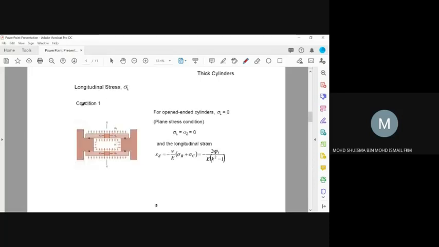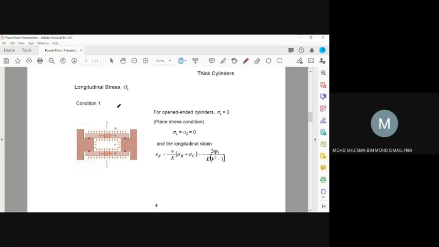Okay, then we go to longitudinal stress. Remember, we have circumferential stress, we have radial stress, and we have another which is perpendicular to the other two, which is longitudinal stress.